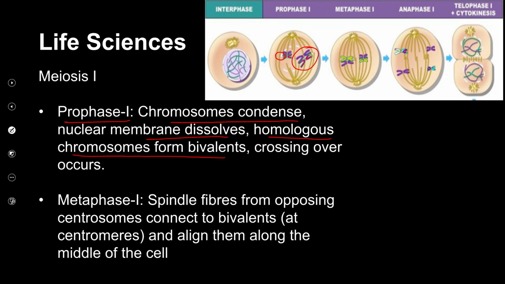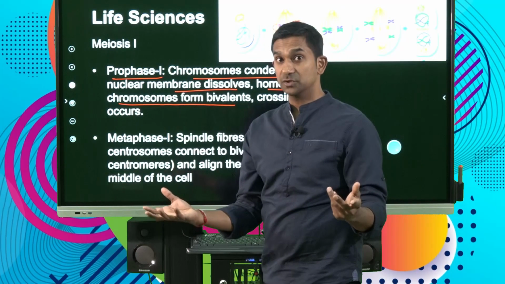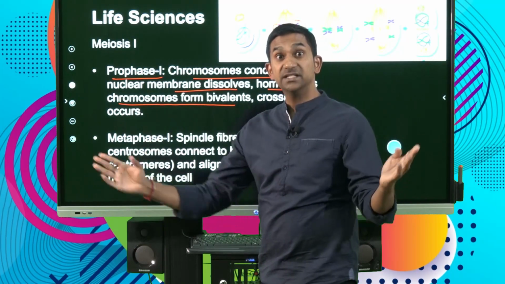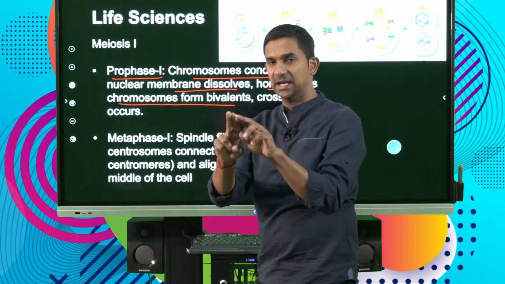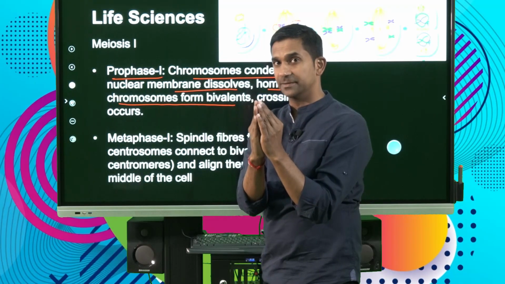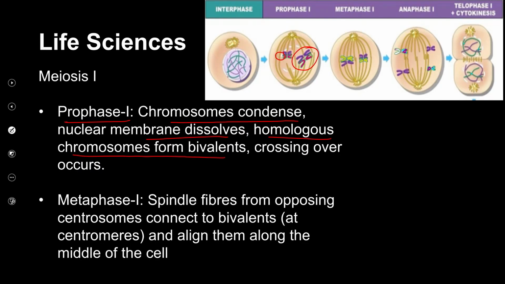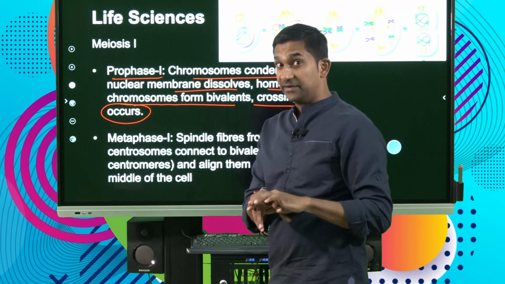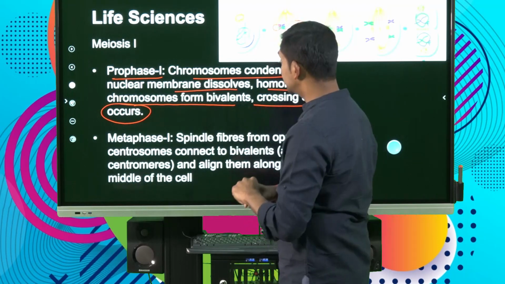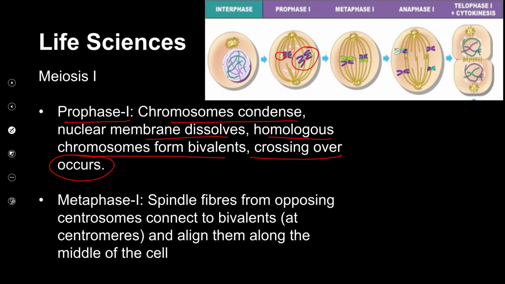We often refer to pairs of chromosomes, but a bivalent is when those pairs come and align themselves along each other. So bivalents form, and during this a process of crossing over occurs. That crossing over is the first reason variation occurs during meiosis, and it happens at the point called the chiasmata.